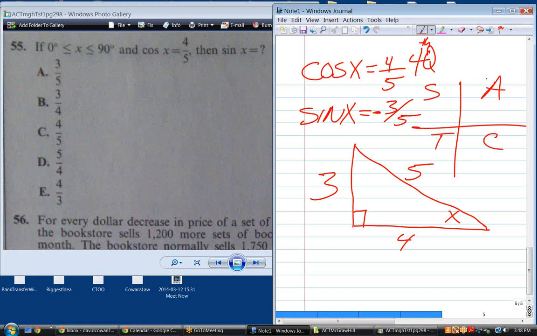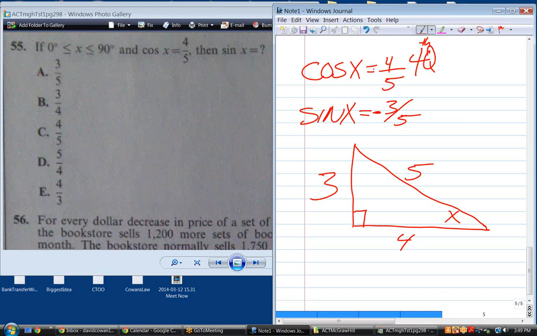So all trig functions are positive in the first, only sine in the second, only tangent in the third, only cosine in the fourth. And of course they're reciprocals. In other words, the cosecant of x in the fourth quadrant would be minus 5/3.